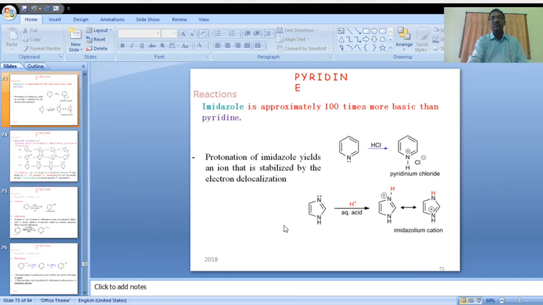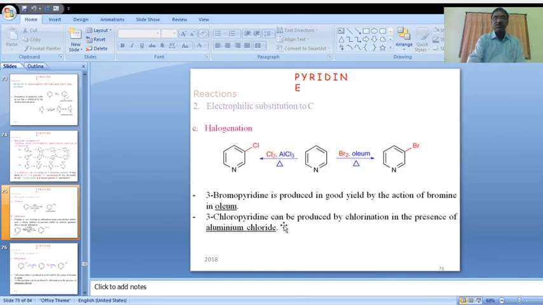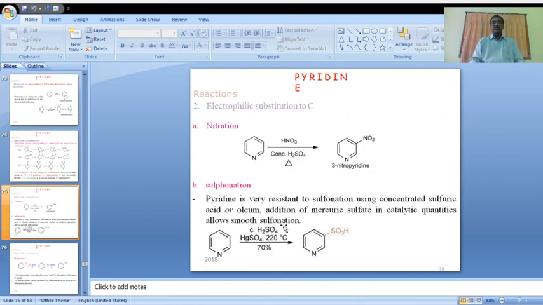The next one, nucleophilic substitution reactions, is there, but there is no sufficient time. In this short time we cannot cover it, so we'll stop here. Tomorrow we'll discuss nucleophilic substitution reactions. That is also a very interesting part.